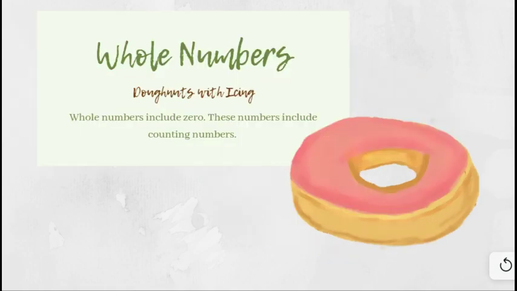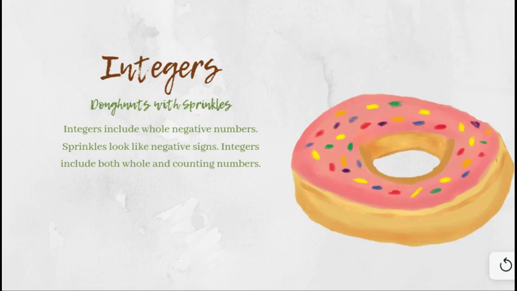Now, we're going to go on to whole numbers. Whole numbers include our basic donut, so 1, 2, 3, 4, 5, 6, 7, 8, but they also include 0, which is kind of like the pink icing. Now, we have integers. Integers include all the stuff that we had in whole and counting numbers, thus the pink icing and the plain donut, but they also have sprinkles, which are an analogy to my negative numbers. I picked these because technically sprinkles kind of look like negative signs.